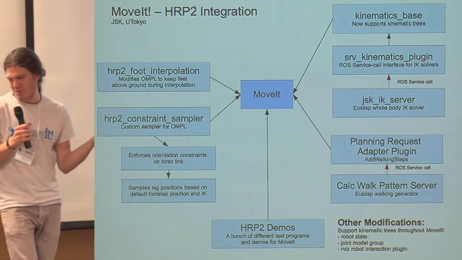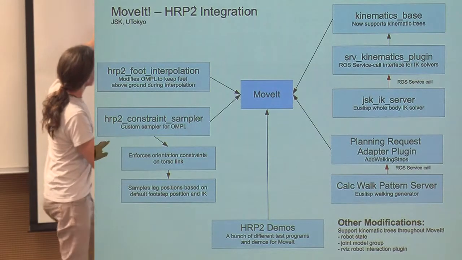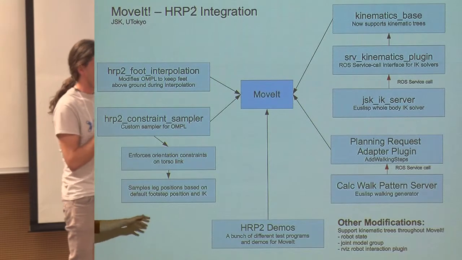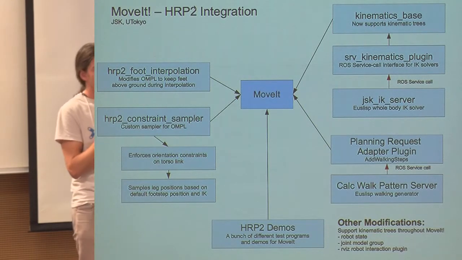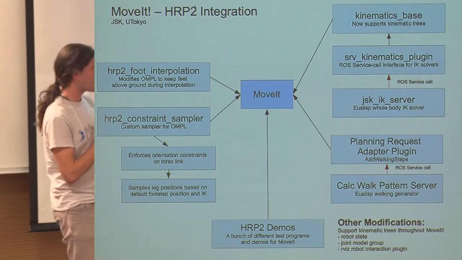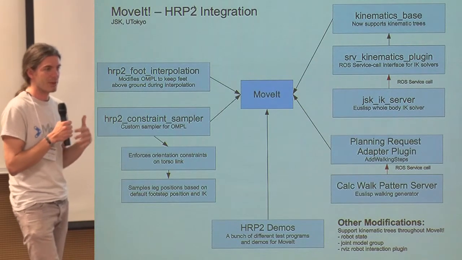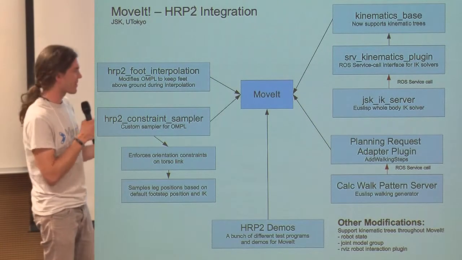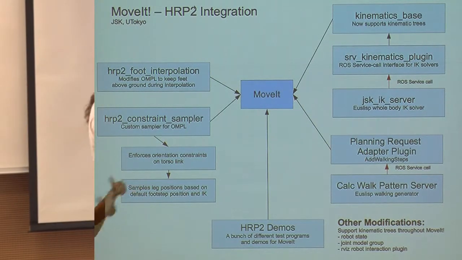And then finally, I guess it's just an overview slide of different components that we've had to put in, like new constraint samplers, foot interpolation libraries. And actually, we've been integrating with the EusLisp software that they showed in our keynote earlier. They have some amazing many years of research, and as I said, a lot of manpower's gone into it. So we've actually used things like their walking pattern generator.